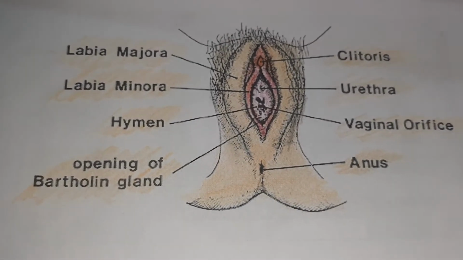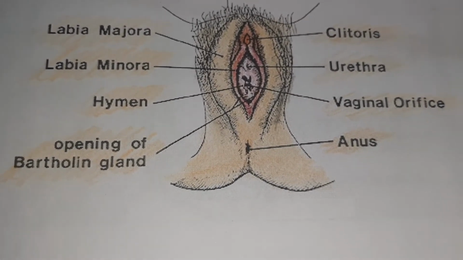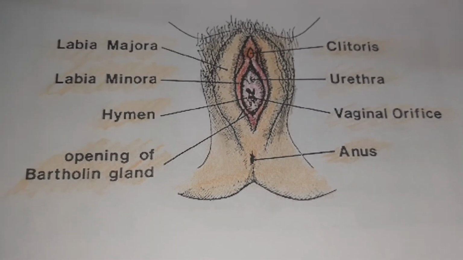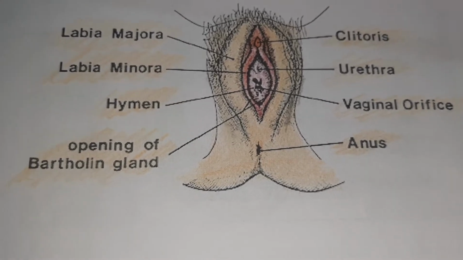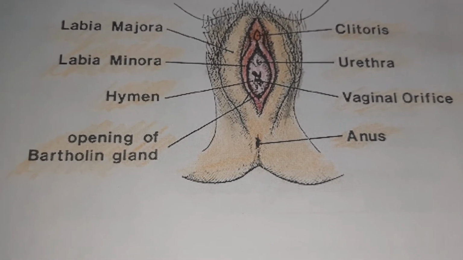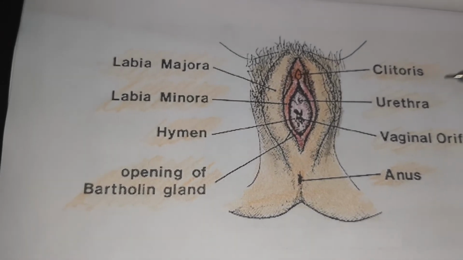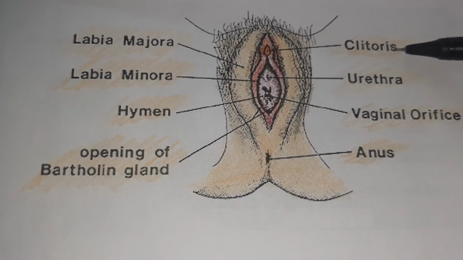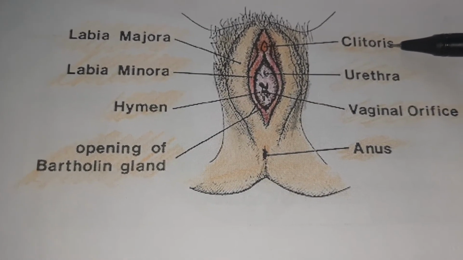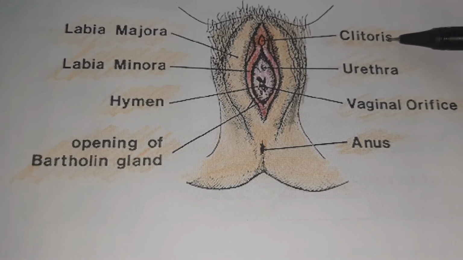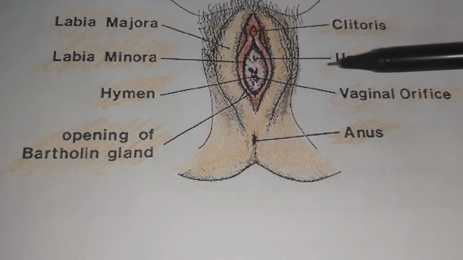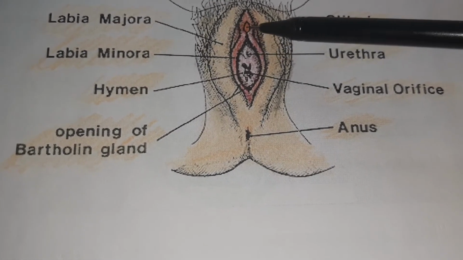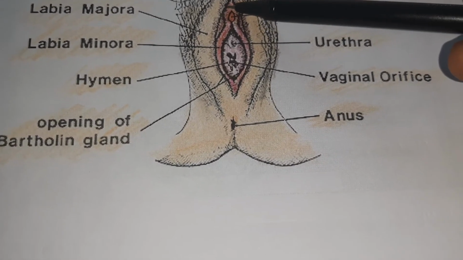So labia majora are large, fleshy, fatty and hairy outer folds that surround the vaginal opening. Labia minora are small, thin and hairless inner folds. Just above the labia minora, here you can see there is a clitoris, which is a highly sensitive organ lying just in front of the urethral opening. So here you can see the urethral opening. Just above it there is a clitoris, which is a very sensitive area.